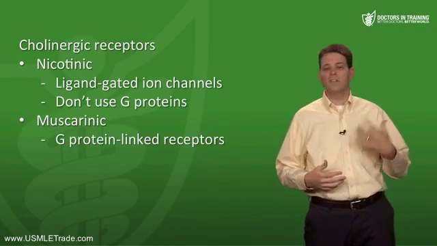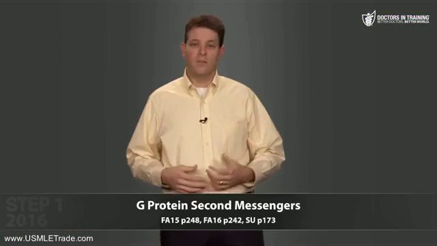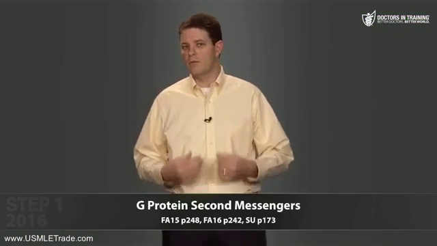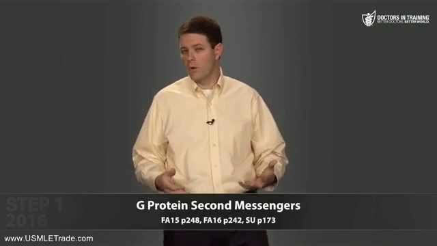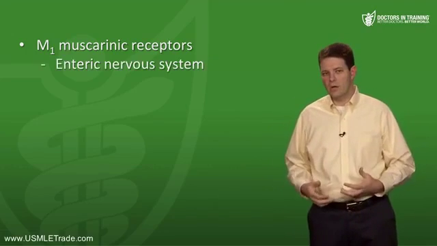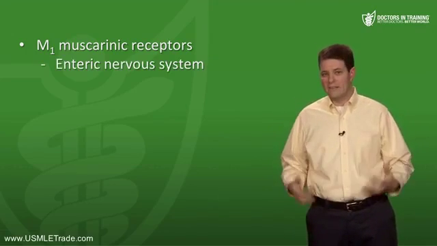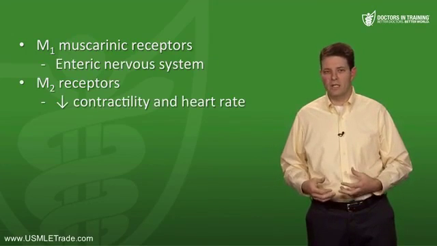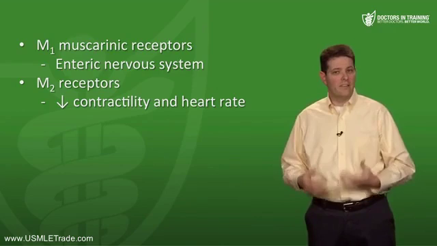So let's talk about muscarinic receptors for a minute. There are several subtypes of muscarinic receptors, which are M1, M2, and M3. And actually there's also M4 and M5, but we're just going to focus on M1, M2, and M3. The M1 muscarinic receptors are found in the enteric nervous system, where they help the gut rest and digest. M2 receptors are going to decrease cardiac contractility and decrease the heart rate at the SA node.